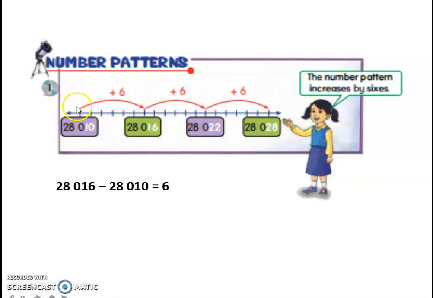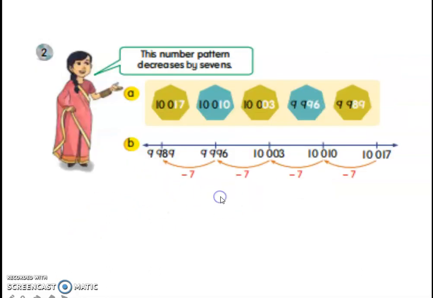That means all plus 6. Because it is increasing and becoming bigger, we plus. Plus 6, and this one also plus 6, this one also plus 6. That means it increases by 6. Okay, next.